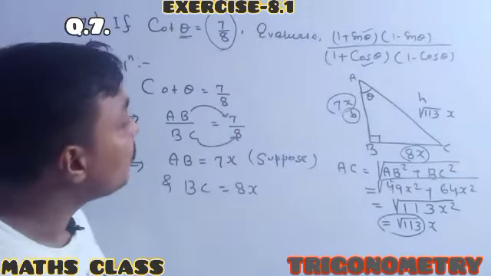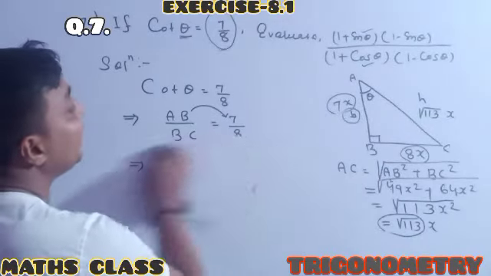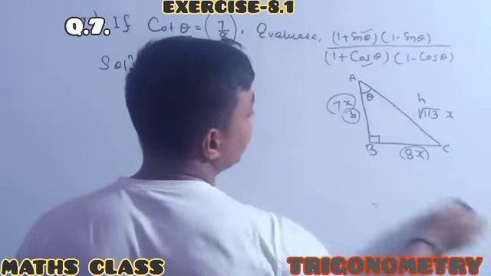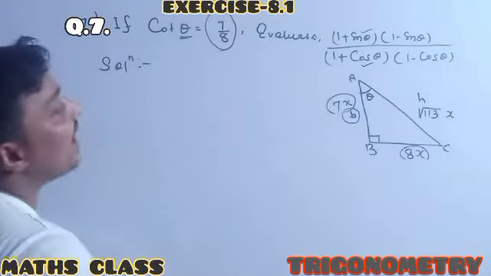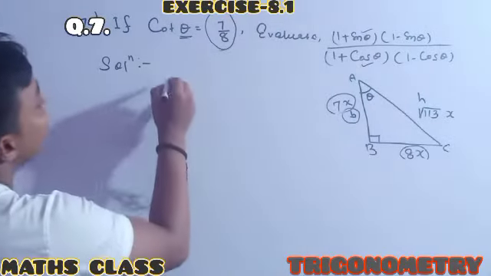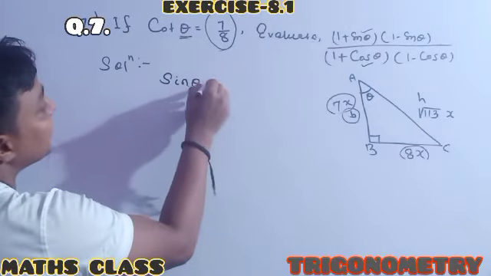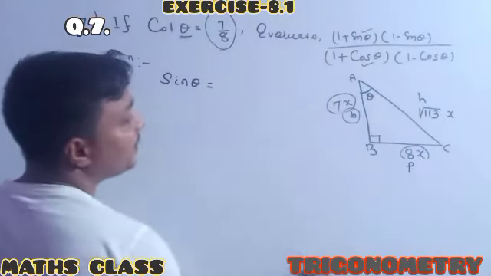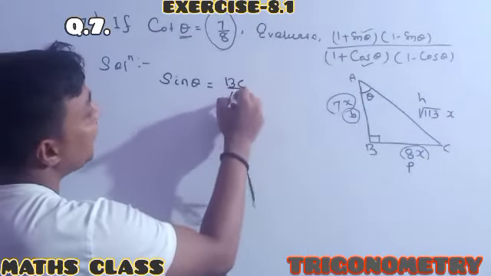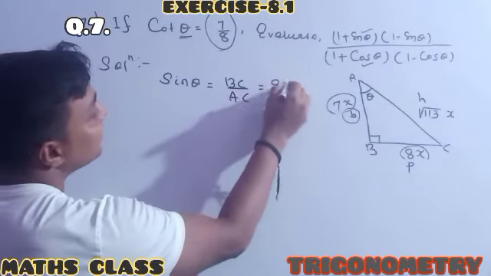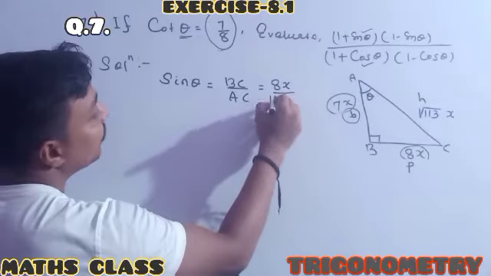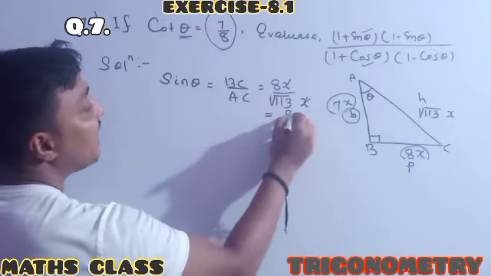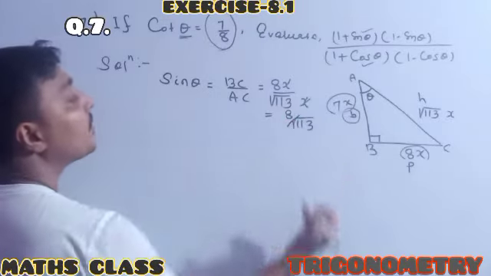After getting this, your work is only to put the values in the expression. It is asked first, I want sin theta. Sin theta is P divided by H. For this angle, P is BC, so BC divided by AC. BC is 8x divided by root of 113 into x. Here x is cancelled, so it will be 8 divided by root of 113.